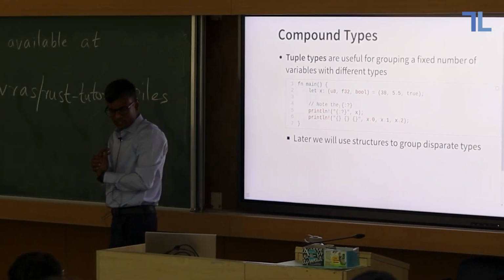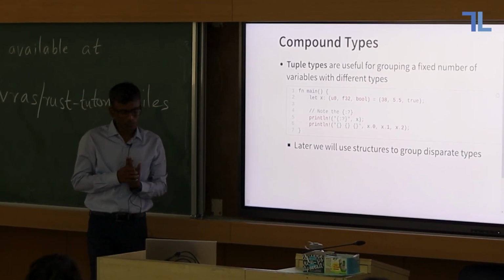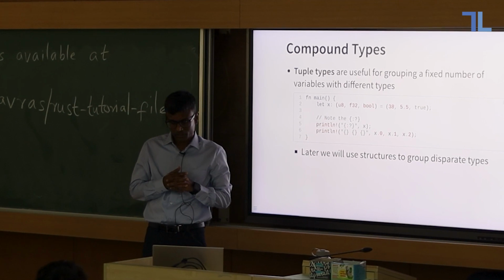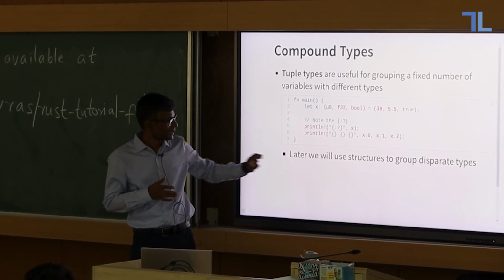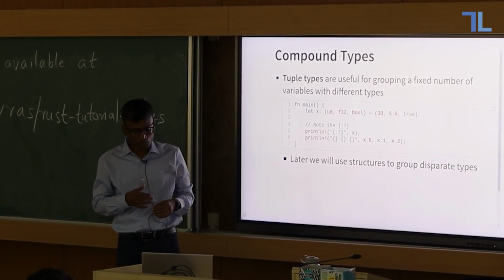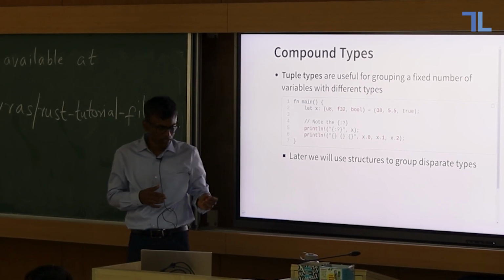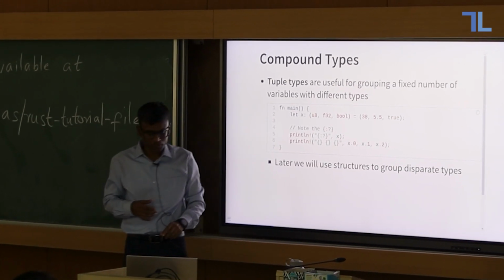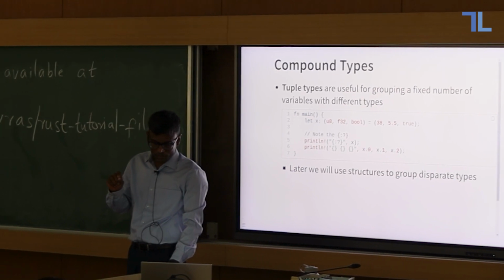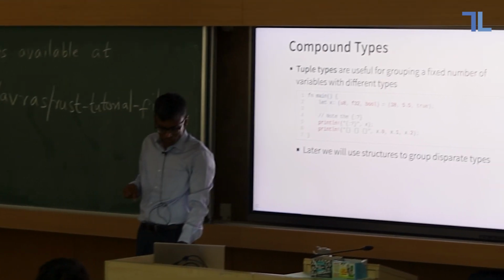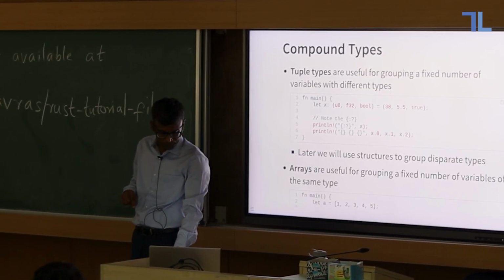So tuples are just a convenience which may work in some situations, but later we'll use structures, which are there in most other programming languages, to group disparate types. When you use structures, you can have names for these different components. Here the names are non-descriptive, there is 0, 1, 2, so sometimes that may not be convenient.